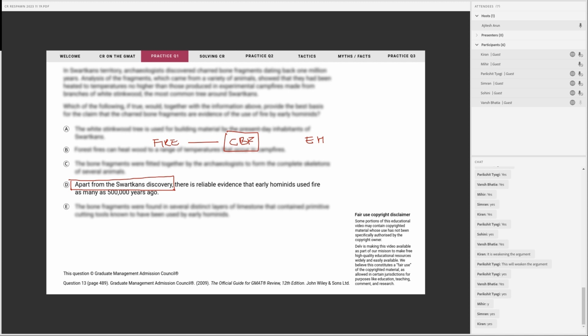Quick check, is everyone comfortable removing D because it is irrelevant? At best, it could be a very, very weak strengthener, but it's mostly just irrelevant. Okay, I've received multiple yeses on this. Parikshit is also confirmed. Okay, perfect. Shohini, is this one okay? Excellent. Now let's get to the correct answer.